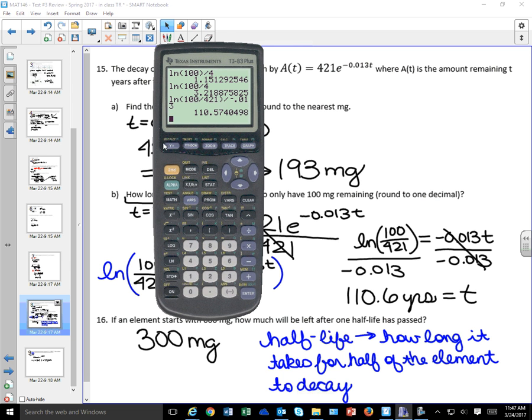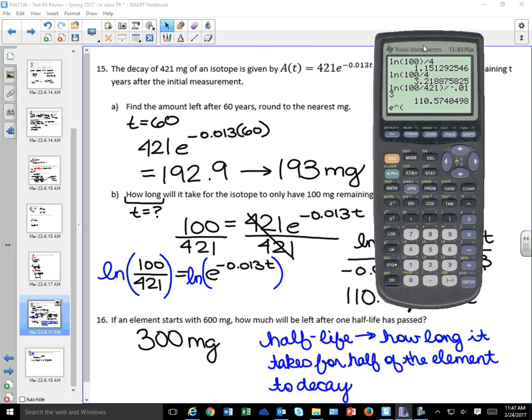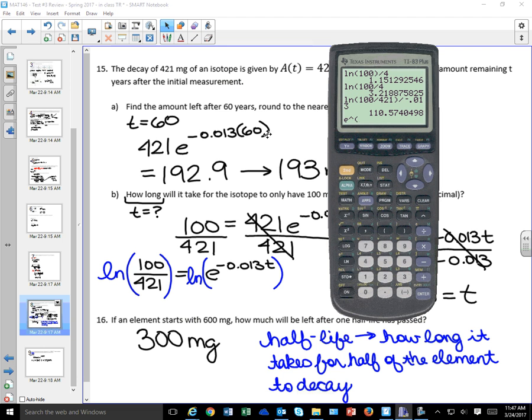The same thing with our exponentials. When you click the e to the power of, it automatically comes out with a parenthesis there. So, like in this case here, let me go back and put in, we were wanting to do 421 times e to the negative 0.013 times 60. Okay, so the 60 we want to be in the exponent, so we need to include it inside the parenthesis.